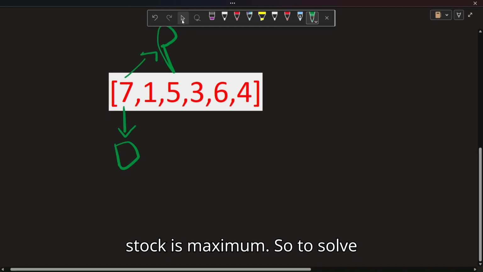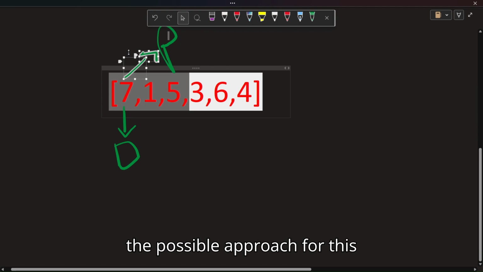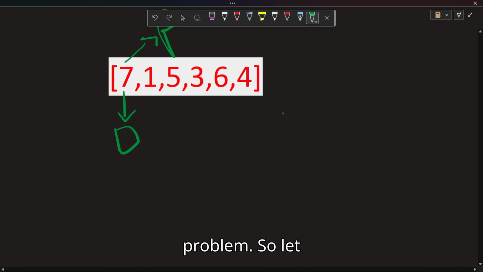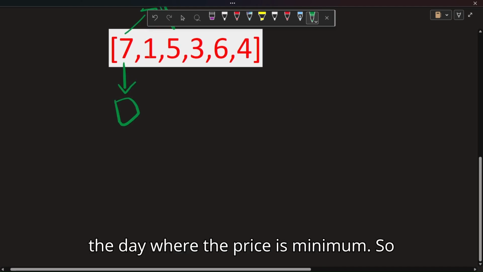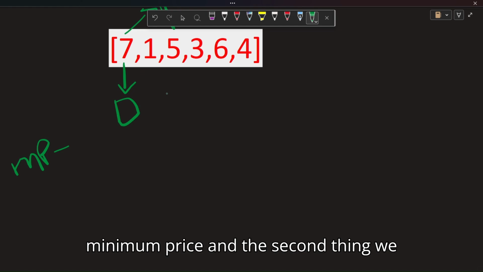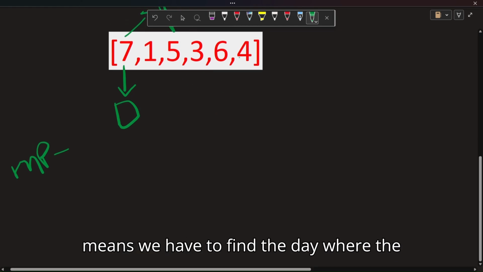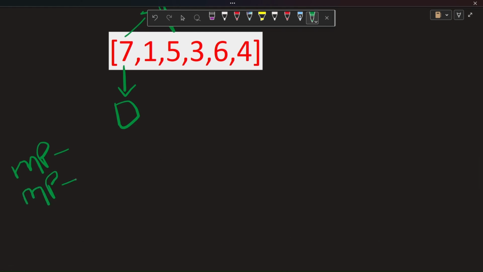To solve this, we have to think about what the possible approach for this problem could be. Let me give you a hint. We have to find the day where the price is minimum. So the first thing we have to find is the minimum price, and the second thing we have to find is the maximum profit, which means we have to find the day where the price is maximum. So we have to find the minimum price and the maximum profit.